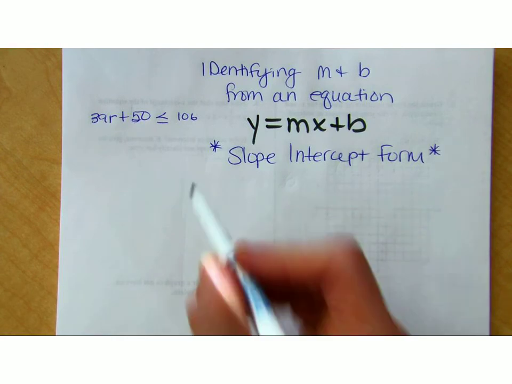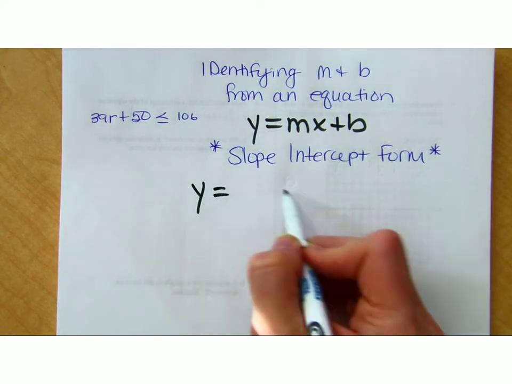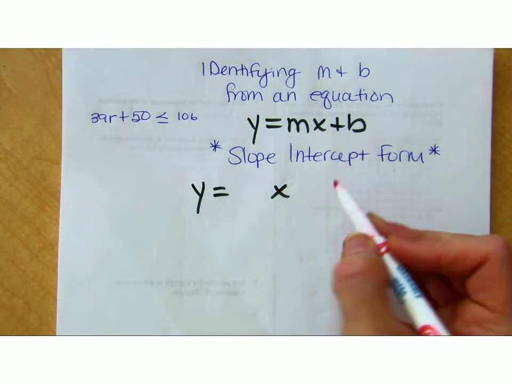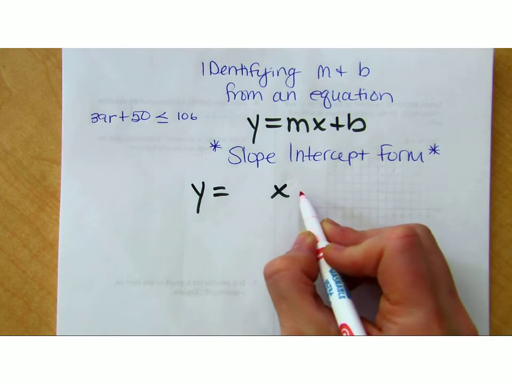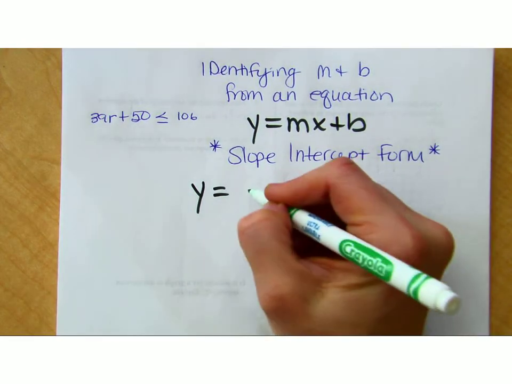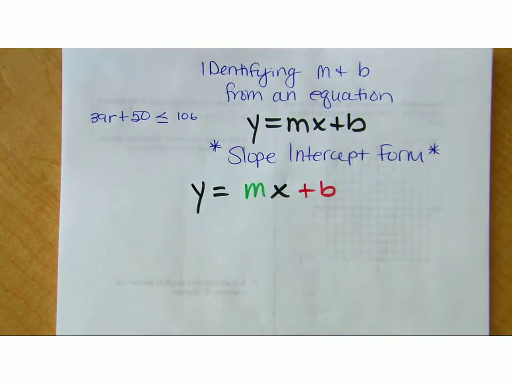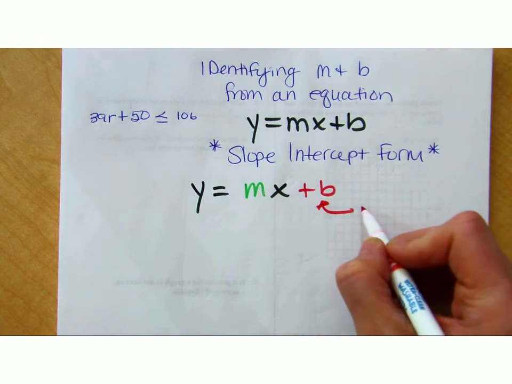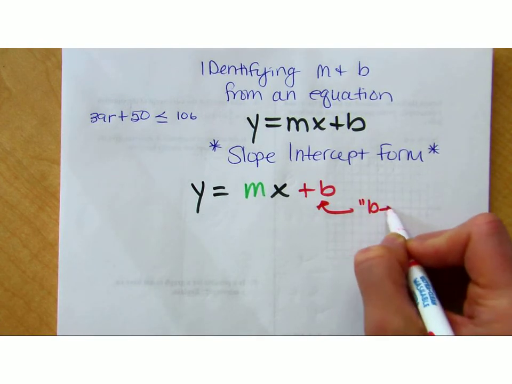So I'm going to put y equals x in black, and then I'm going to put plus b here, and then the m is going to be here in green, okay? So y equals mx plus b, let's really get to know this formula. So b, I am not sure why they use b, but I know that I say it's for the beginning value.